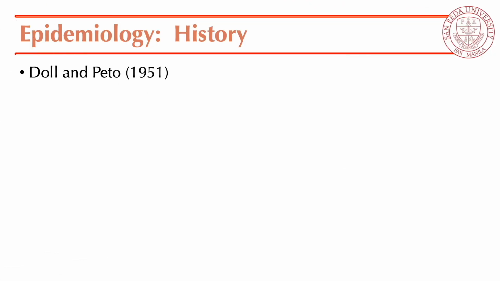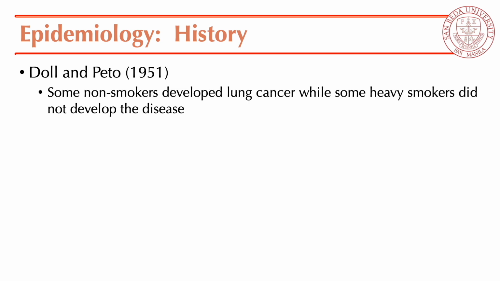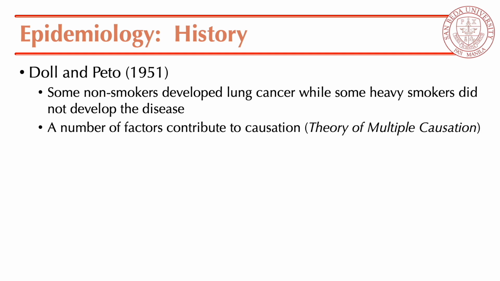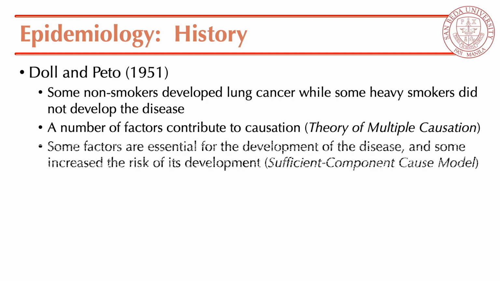Now, an interesting finding in the Doll and Peto study was that some non-smokers developed lung cancer, while some heavy smokers remained cancer-free. This opened the possibility that there may be a number of other factors besides smoking, such as asbestos exposure, that can contribute to development of lung cancer, something that is covered by the theory of multiple causation. Similarly, this also opened the discussion that some of these factors are essential to the development of lung cancer, while some merely increase the risk of its development. Now, we will be covering the theory of multiple causation and the sufficient component cause model in the disease causation video series.